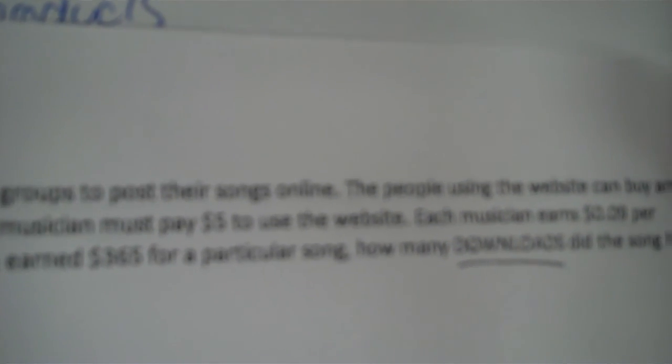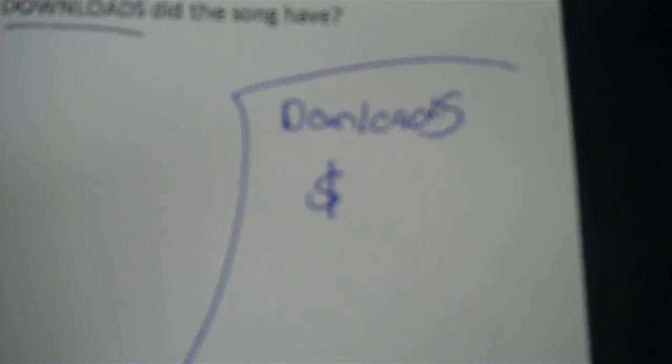A website allows music groups to post their songs online. The people using the website can buy any of the posted songs. Each musician must pay $5 to use the website. Each musician earns 9 cents per download. If a musician earned $365 for a particular song, how many downloads did the song have? So I'm finding the number of downloads. So downloads is a unit, and there's money to go with it, okay?